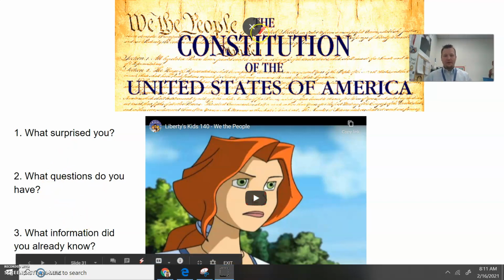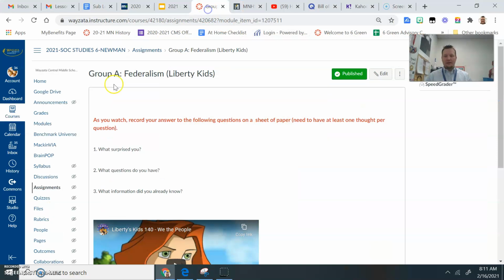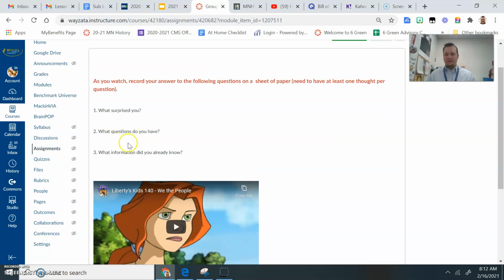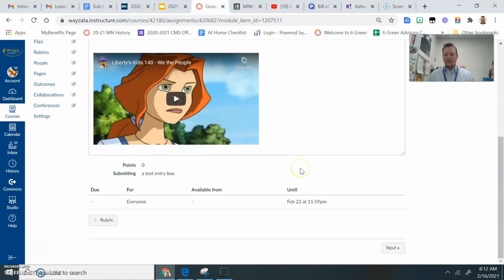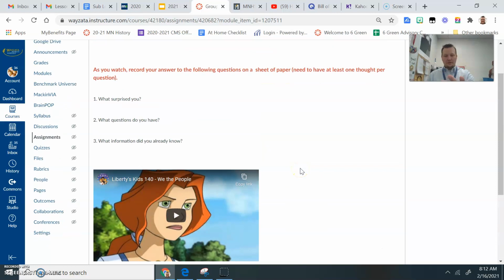And all this can be found in Canvas. So if we look at our modules right here, it says, as you watch, you might want to have a separate sheet of paper just to document your thoughts, because when you're finished I'm going to ask you to submit some answers to these questions. It's just going to be electronically through this assignment here. Down below on your iPad, it should say type answer or submit answer or type text or something like that. And that's where you can add your questions, your surprises, and what information you already knew.